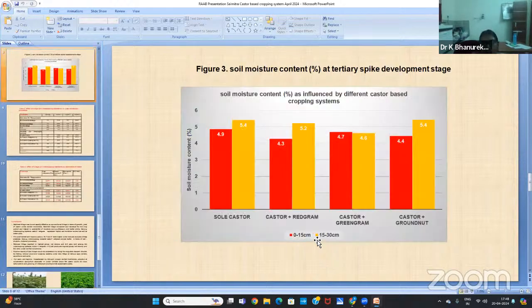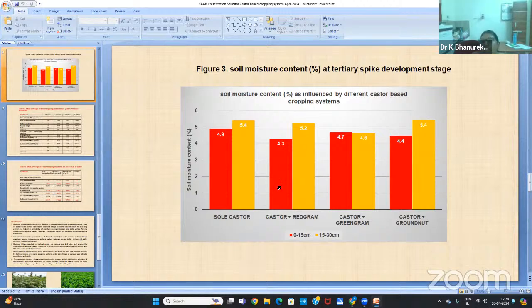And coming to the intercropping systems, here also we could see the spectacular effect of castor plus red gram as well as castor plus groundnut in conserving the soil moisture. And then it was sole castor, because it was for a longer period and due to the coverage in the soil, whereas in castor plus green gram comparatively lower soil moisture was observed as compared to that of the other intercropping systems.